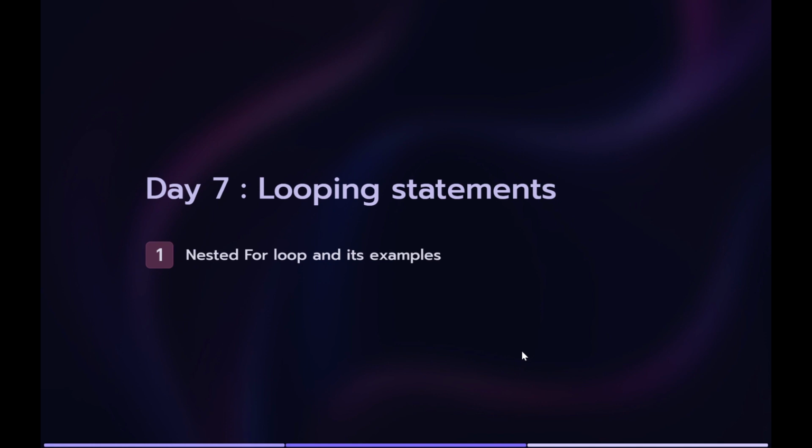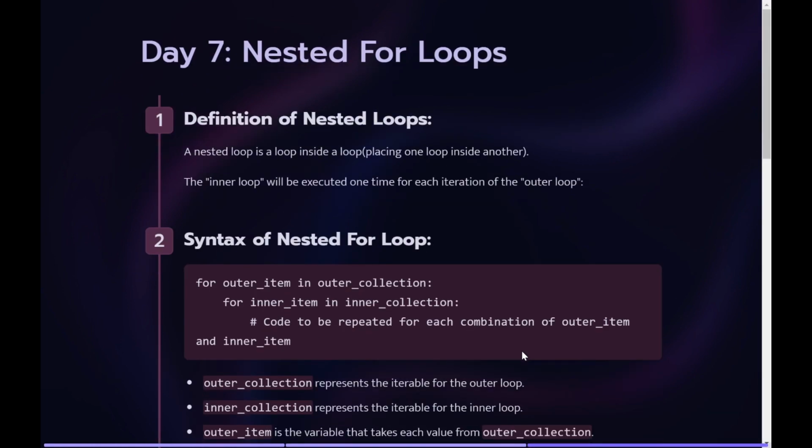So moving on to what is a nested for loop. A nested for loop is nothing but a for loop inside a for loop. You will have an outer for loop, and inside that you will have one or more inner for loops.